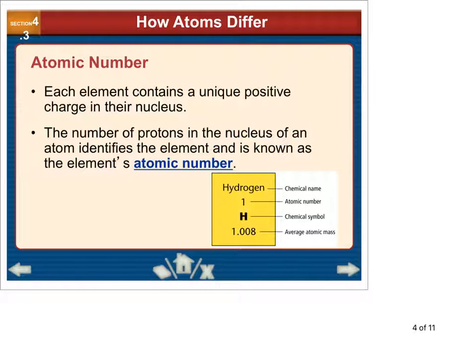So, atomic number. The definition: the number of protons in the nucleus of an atom identifies the element and is known as its atomic number. Each element contains a unique positive charge in its nucleus. And a periodic table is always going to tell us atomic number. Here it's written here, many times you'll see it up here or here.